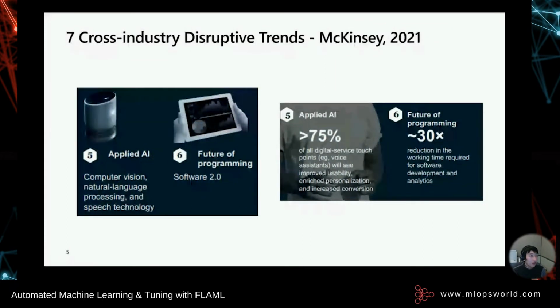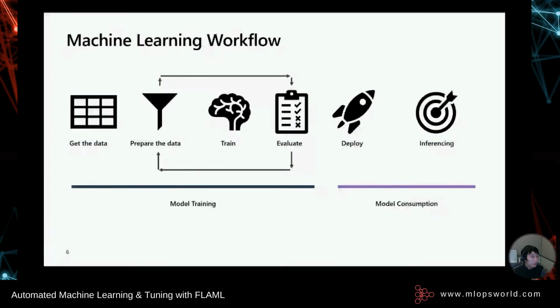Recently, McKinsey identified 7 cross-industry trends that reshape the future of markets and industries in the next few decades. And 2 of them are related to applied AI and software 2.0. A growing number of developers now have access to machine learning techniques, and there's a strong interest of using them.